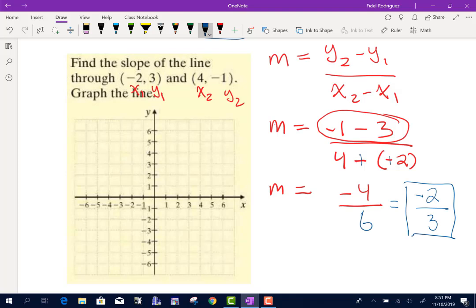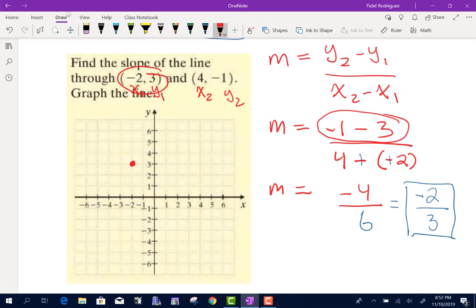Okay, here's my slope. Now, I'm going to explain what the slope tells us, but I think the easiest way to explain what the slope tells us is to actually draw the line. So let's think about where we would find the point -2 and 3. So remember, the first number tells me how to go left and right. The second number tells me how to go up and down. So I'm going to go to the left 2. I'm going to come up 3. So there's my first point.